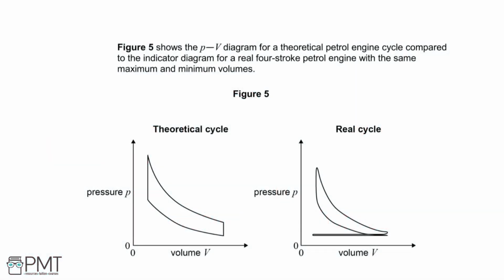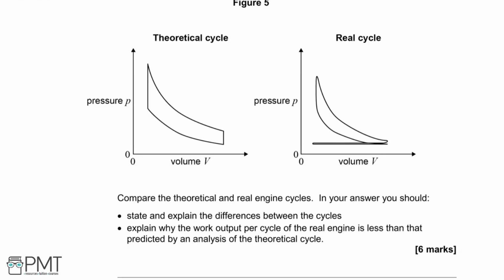Figure 5 shows the PV diagram for a theoretical petrol engine cycle compared to the indicator diagram for a real 4-stroke petrol engine with the same maximum and minimum volumes. So as stated, we've got figure 5 here with 2 graphs, one for the theoretical cycle and one for the real cycle. Compare the theoretical and real engine cycles. In your answer, you should state and explain the differences between the cycles and explain why the work output per cycle of the real engine is less than that predicted by an analysis of the theoretical cycle. So it would be a good idea for this question to break your answer down into 2 sections, one for the first bullet point and one for the second bullet point.